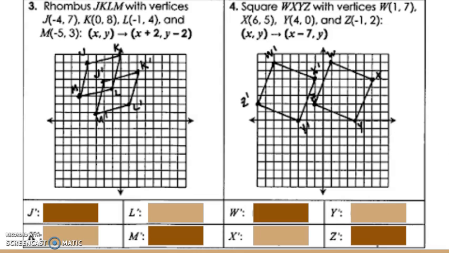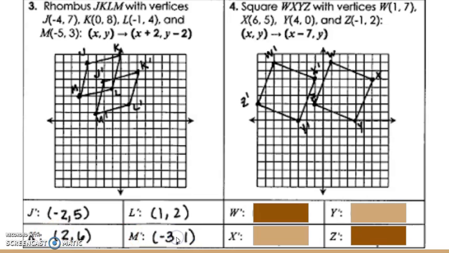3 and 4 are the same way. So they gave us our original points for our pre-image, and they gave us our rule. In this case, we are adding 2 to our x and subtracting 2 from our y for our rhombus. When we do that, we get our new points for our image. I do want you to notice that it doesn't have to be a big shift. In this case, our image and our pre-image are overlapping each other, and that's okay. It doesn't have to be an entirely different position.